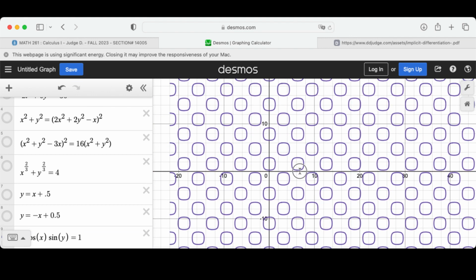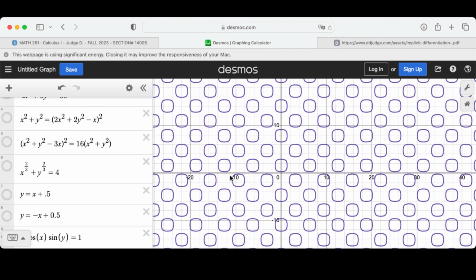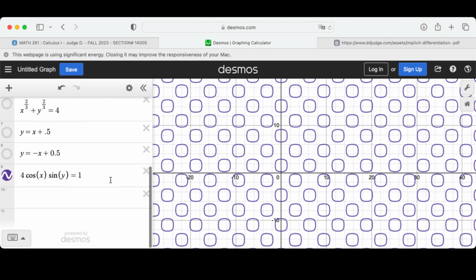So take a look at this, okay? What I entered here is another relation, which is 4 cosine x sine y equals 1. This is kind of one in your book where they want you to do implicit differentiation. They just want you to take the derivative. Find dy/dx. But my point to you is, isn't that amazing? Did you even know that such curves exist?